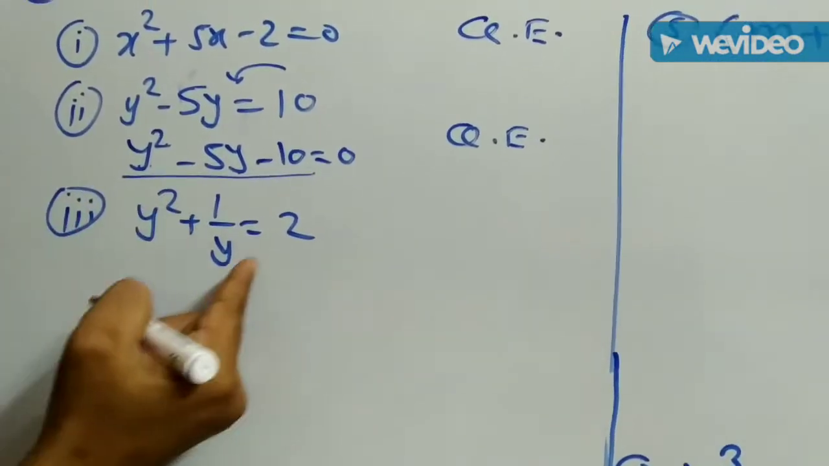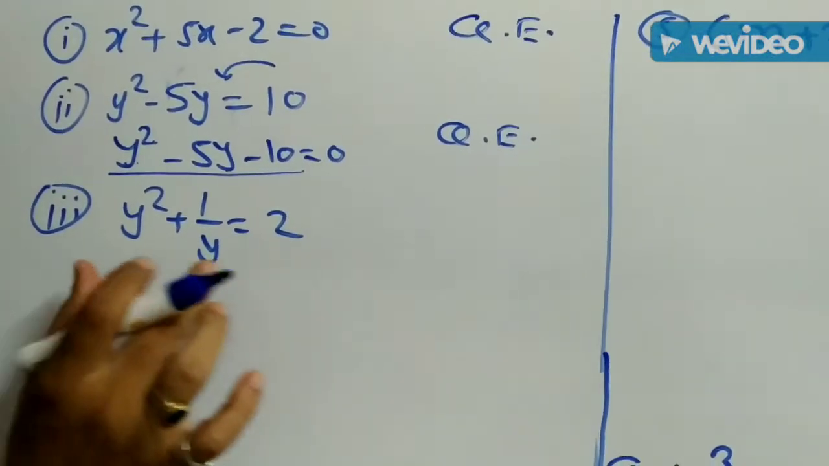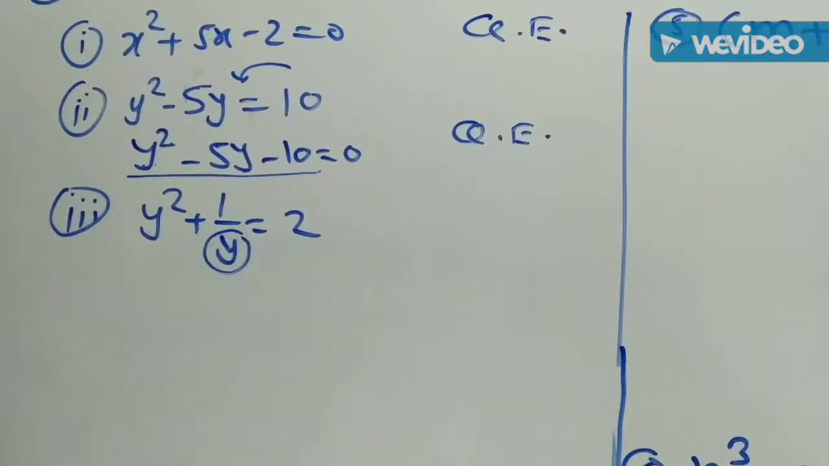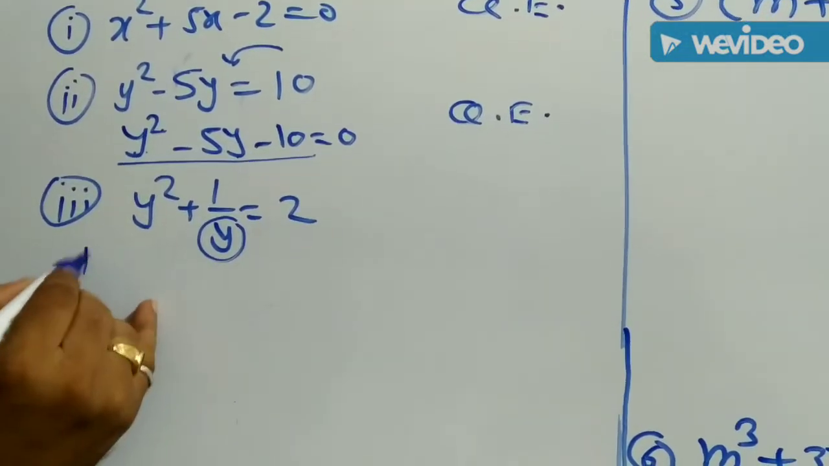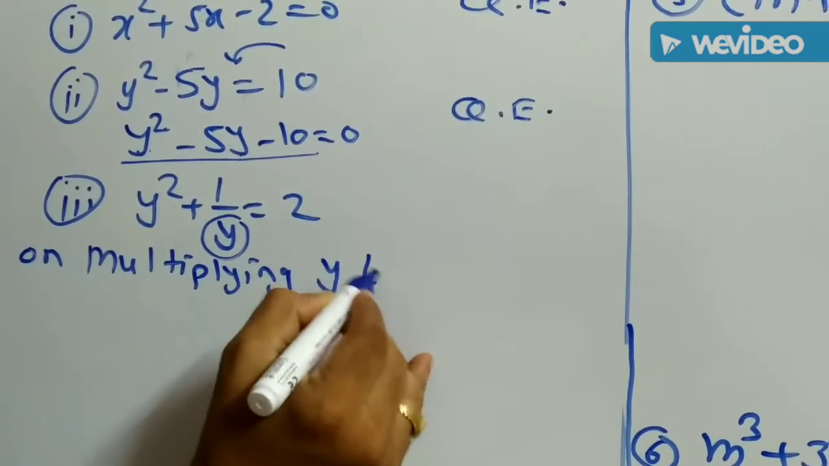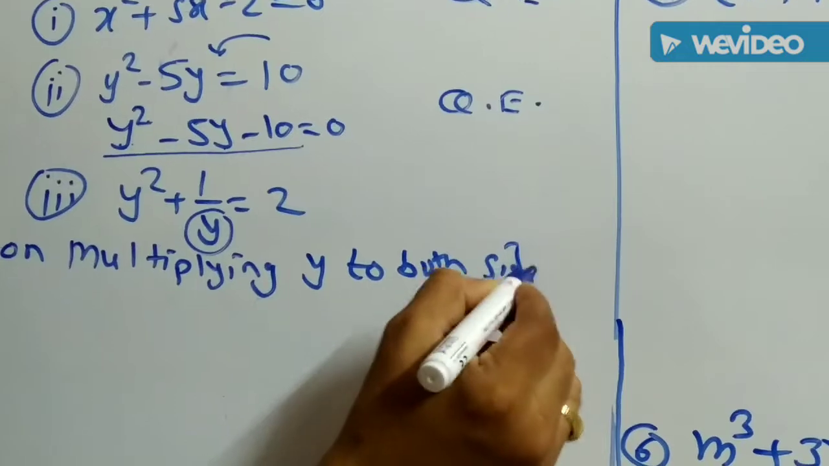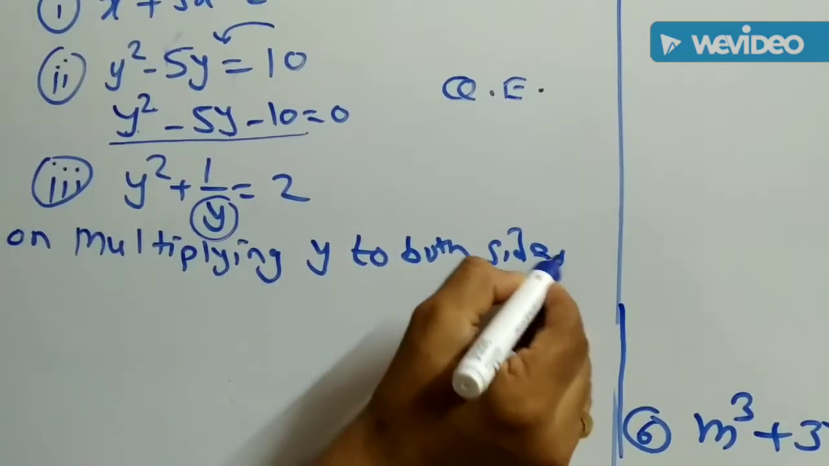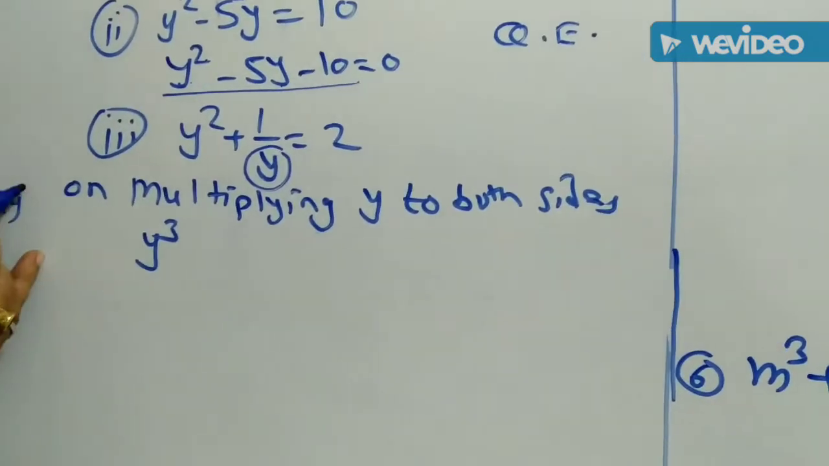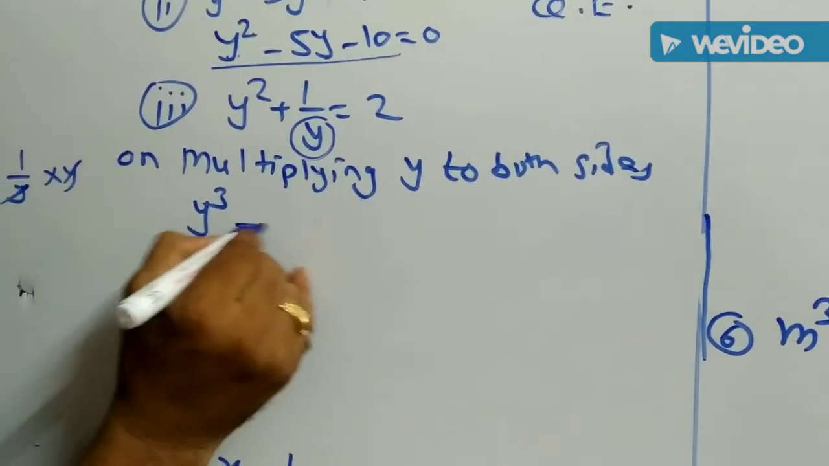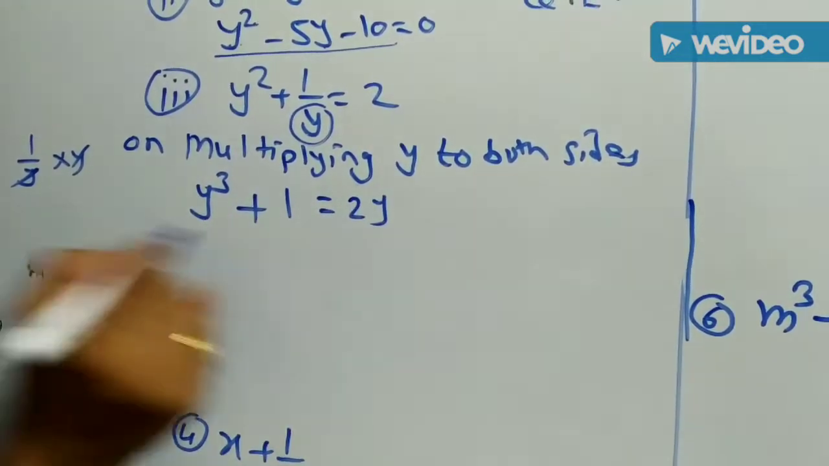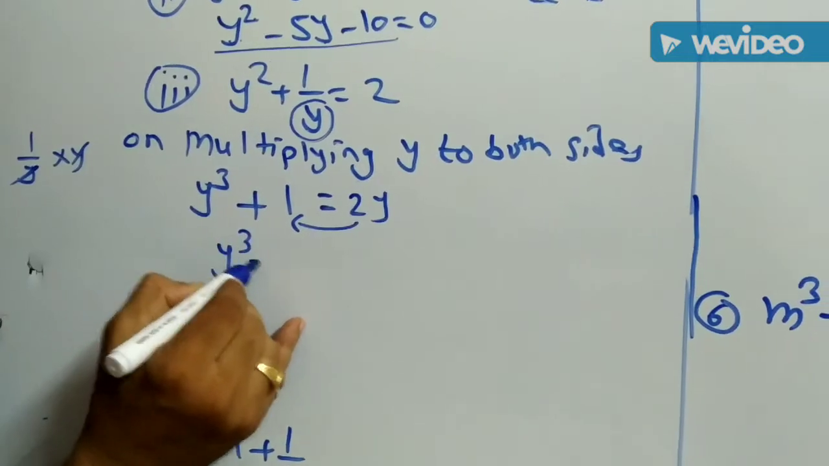Now, y square plus 1 upon y is equal to 2. It is not in standard form. Therefore, firstly, we multiply y to both sides. On multiplying y to both sides, we get y square into y, y cube, and 1 upon y into y gets cancelled, that is 1, is equal to 2 into y, 2y. This plus 2y gets converted to minus.